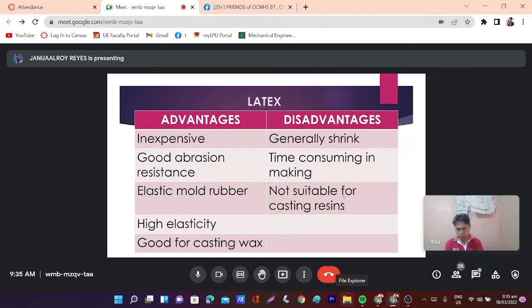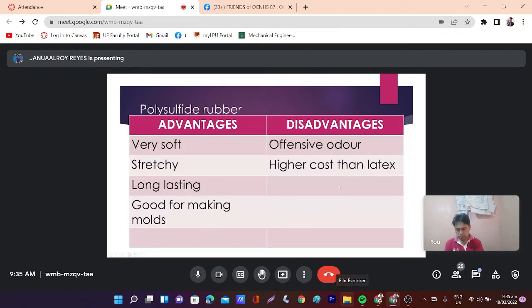Next po is polysulfide rubber. Polysulfide rubber is a type of synthetic rubber. The advantages of polysulfide rubber are very soft, stretchy, long lasting, and good for making molds. Also, the downside of polysulfide rubber is offensive odor and higher cost than latex.